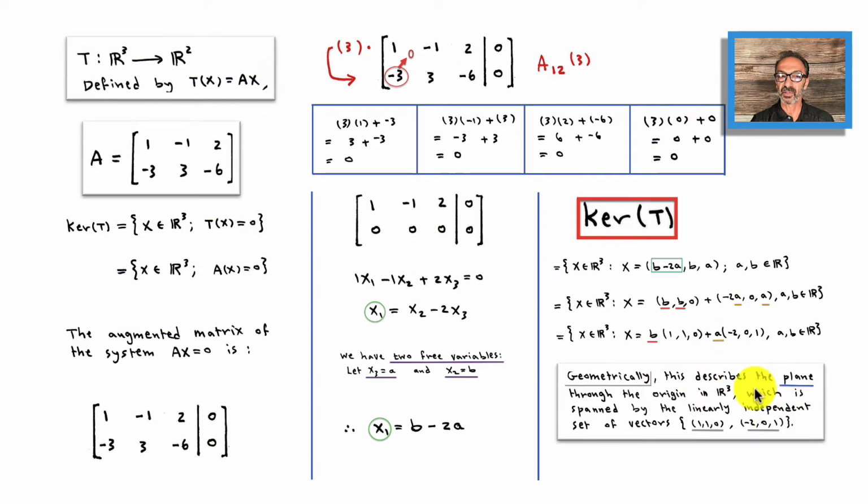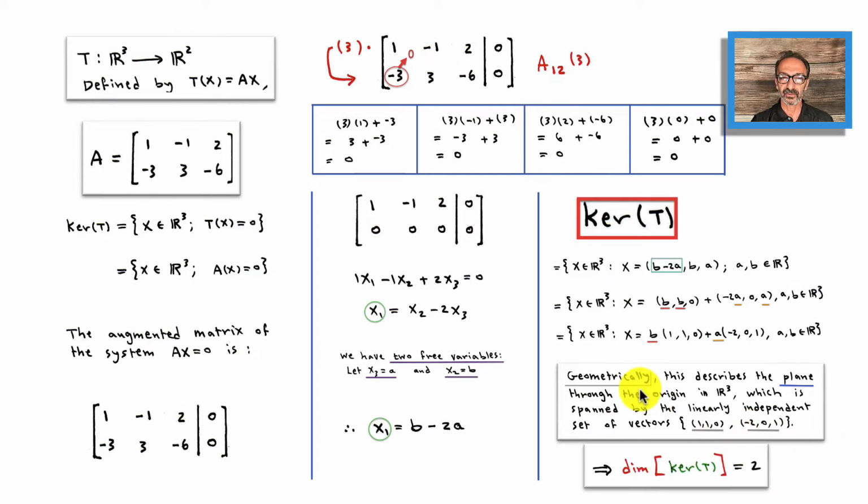Geometrically, this describes a plane through the origin in R^3. Because we are in R^3, we have vectors with 3 components, which is spanned by the linearly independent vectors (1, 1, 0) and (-2, 0, 1). So what's the dimension of the kernel? Since I have 2 independent vectors, it's 2.